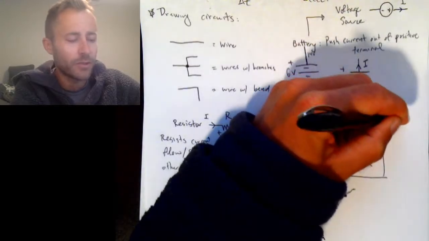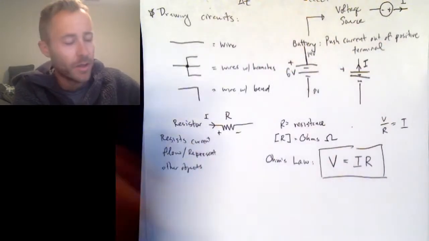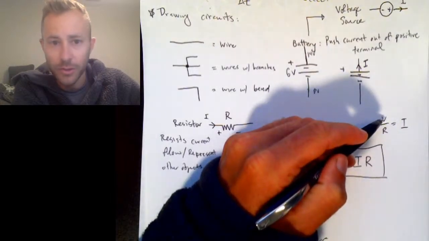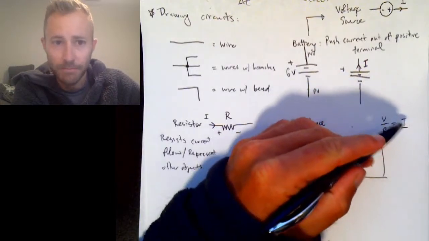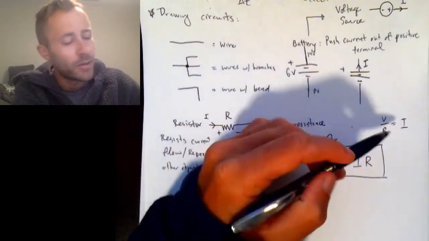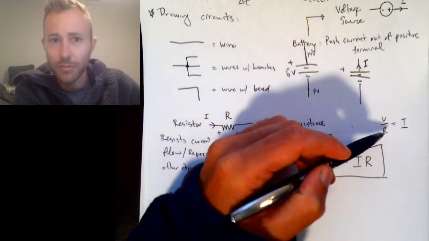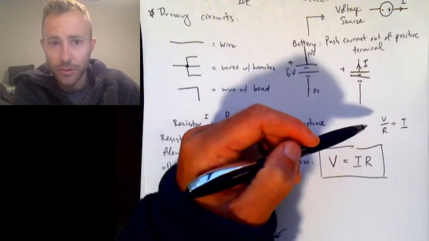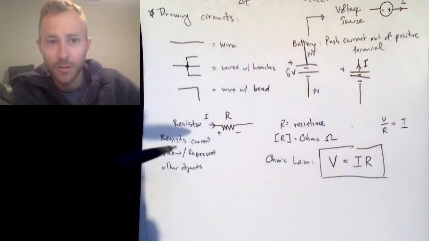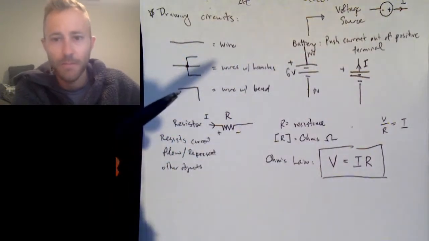This also expresses the cause and effect relationship. The bigger the voltage is, the larger the current. The bigger the resistance is, the smaller the current for a given voltage. More resistance means less current is going to flow.